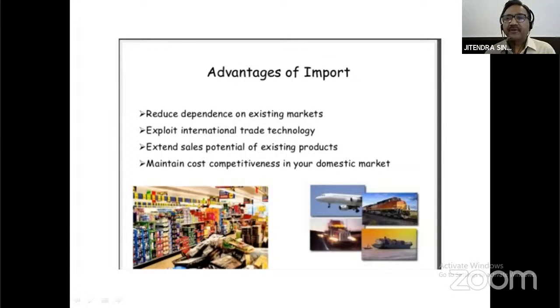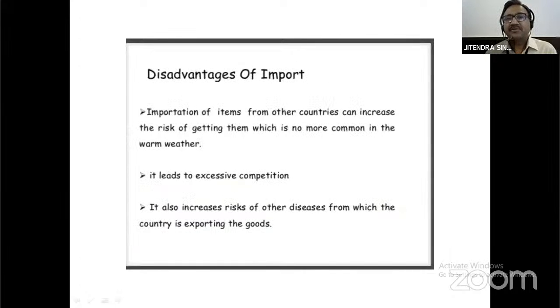So for the purpose of further export, we are importing certain parts, certain machinery, certain equipment, certain technology, just for the purpose of further manufacturing. Sometimes we import commodities to maintain cost competitiveness in our domestic market also. If the prices are higher in the domestic market, we will try to import similar products from other countries. And if supply is more than demand, definitely the price will go down.